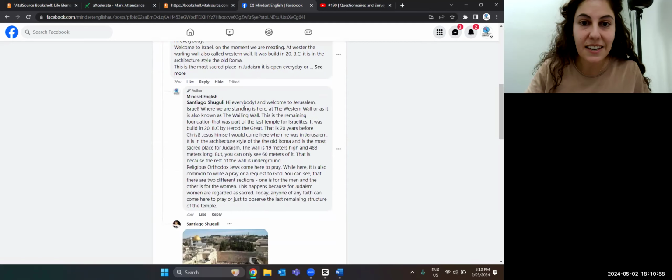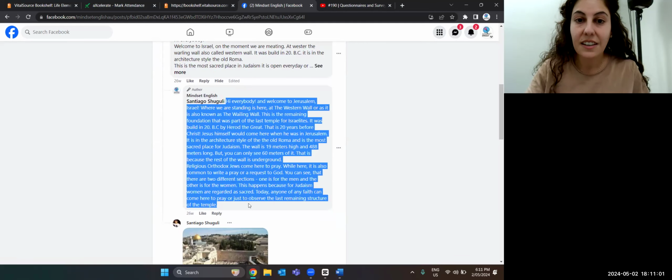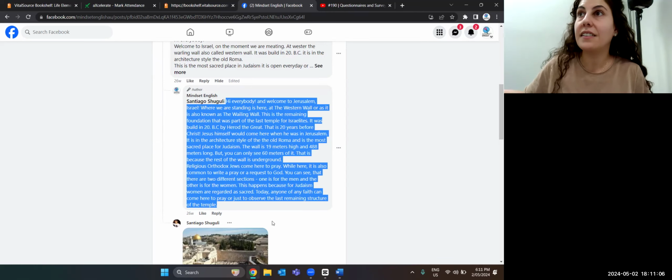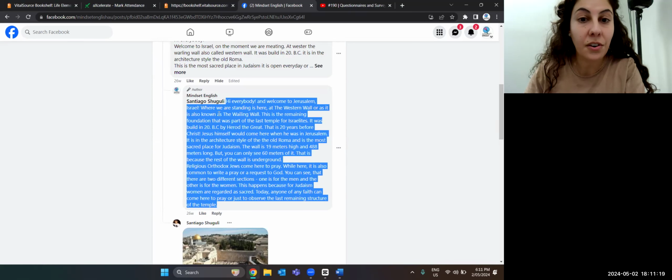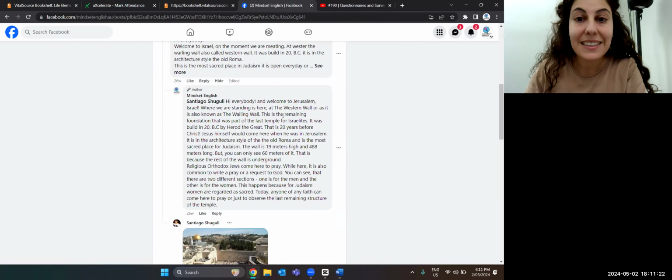So Santiago says, so remember, you got to have the structure, nice introduction, give details about the building, and then close off. So he says, hi, everyone, and welcome to Jerusalem, Israel. Where we are standing is here at the Western Wall, or as it's also known, the Wailing Wall. This is the remaining foundation that was part of the last temple for Israelites. It was built in 20 BC by Herod the Great. That is 20 years before Christ.